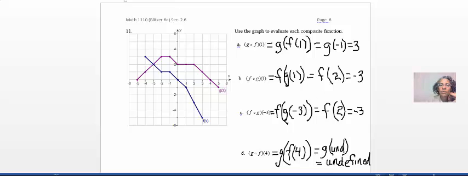All right, and that's our worksheet for section 2.6. Hope you find it helpful.